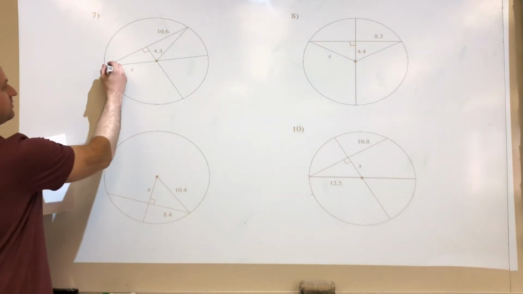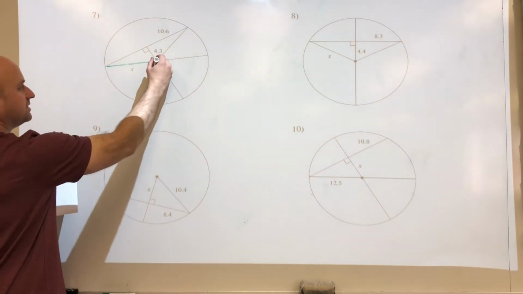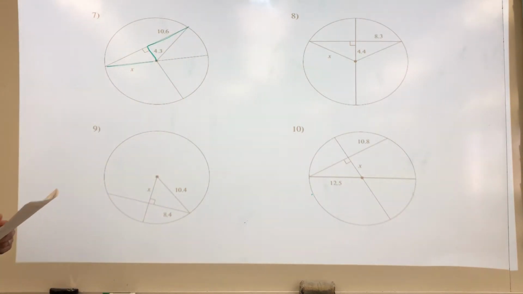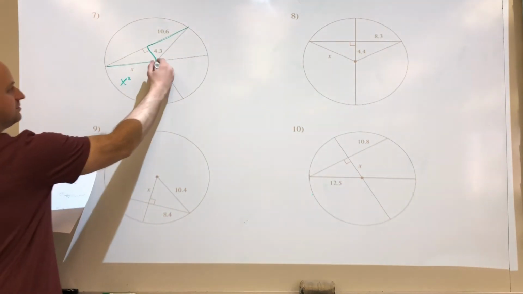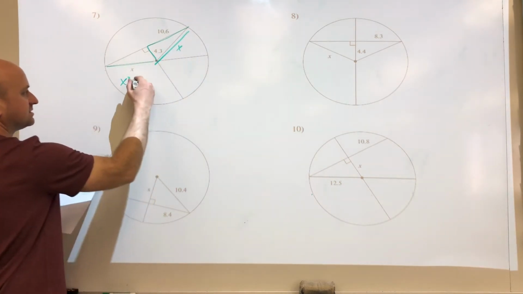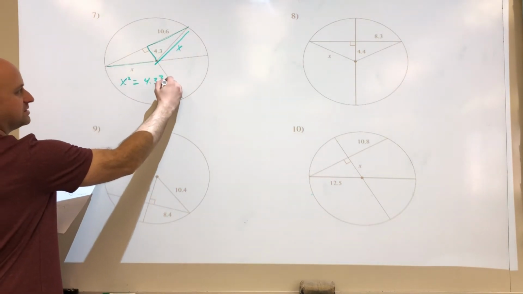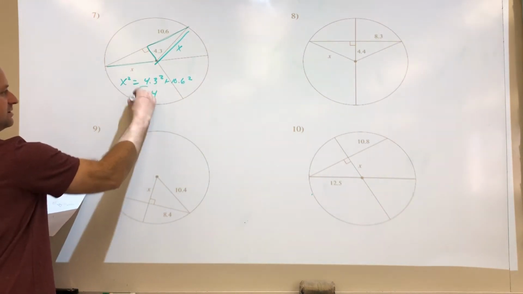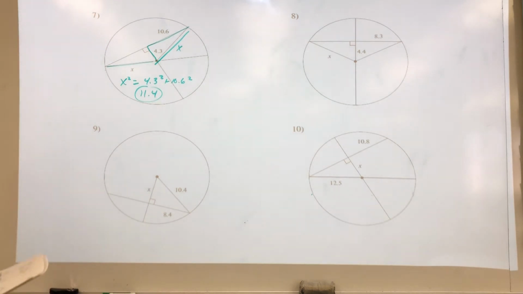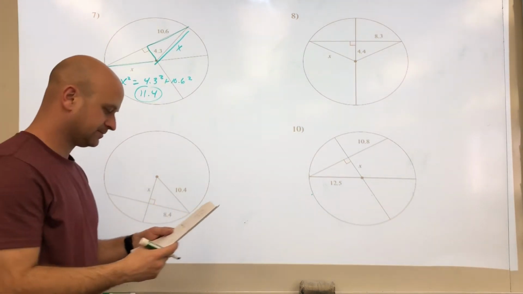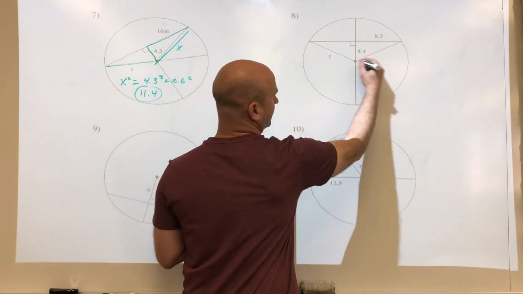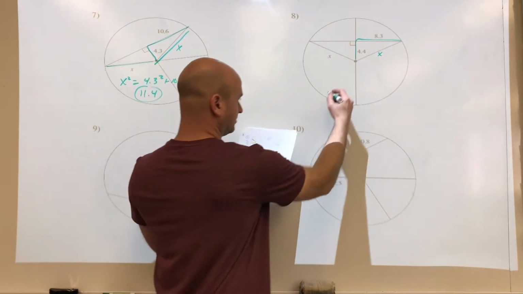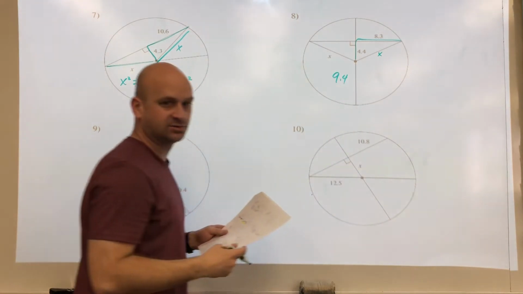All right, they want you to find the radius in this problem. And they tell you that this is 10.4 and that's 4.3 and 10.6. So we're going to do Pythagorean theorem because this is going to be the same as this. So we have 4.3 squared plus 10.6 squared, and we're going to end up with 11.4 when we're done. All right, number 8. Same thing, if this is x, this will be our x. We have our Pythagorean theorem. It'll be done very much like the other problem, and your answer will be 9.4.